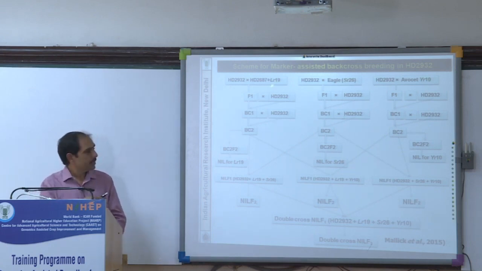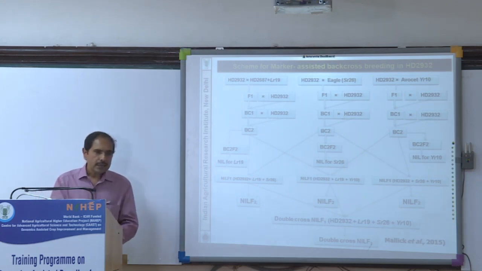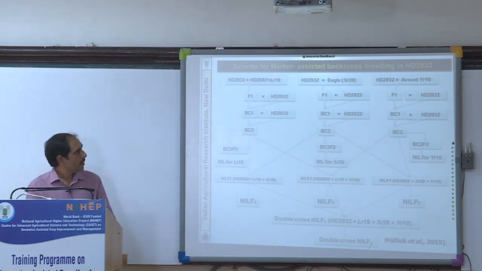LR will confer resistance against leaf rust, SR is used for stem rust, and YR is used for stripe rust. So we wanted to transfer at least one gene each for these 3 rusts. We selected the genes LR19, SR26, and YR10. YR10 is not used in India, it's not deployed. So we selected this gene, and it is very effective in India.